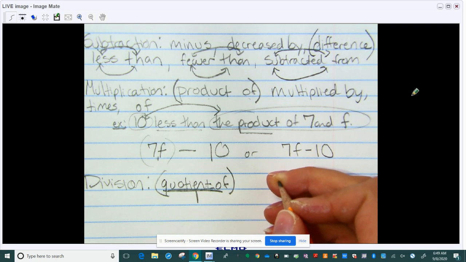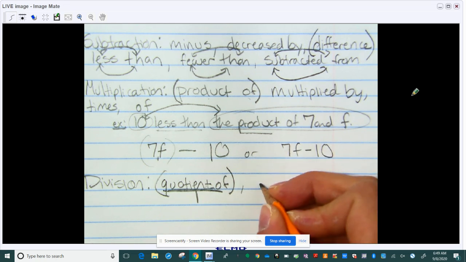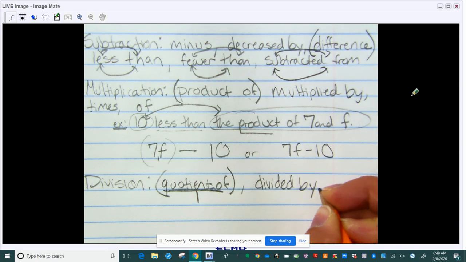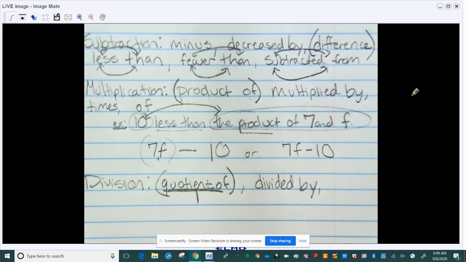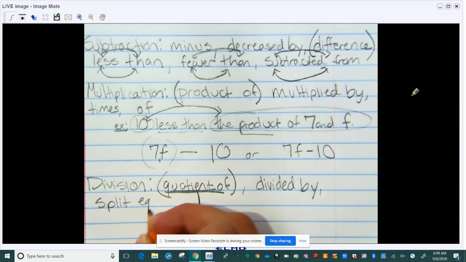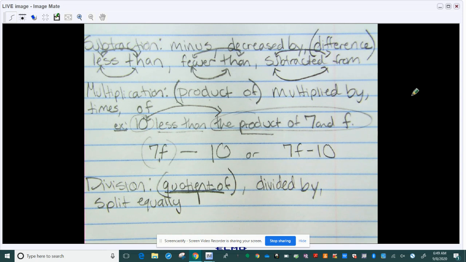We also have divided by. That's nice, classic. It could be some sort of phrase like split equally. So everything gets the same amount, so you're dividing it equally.